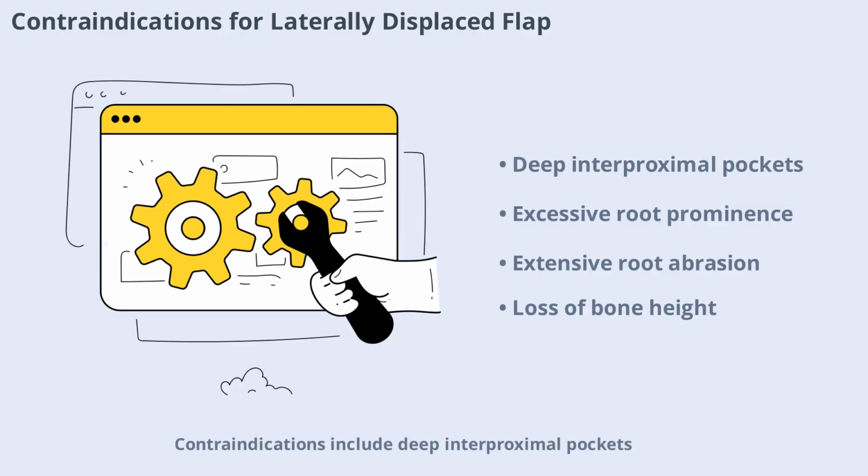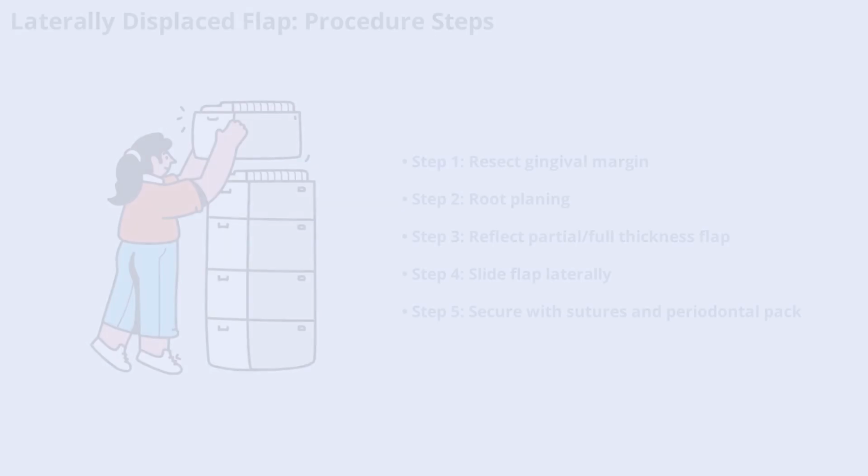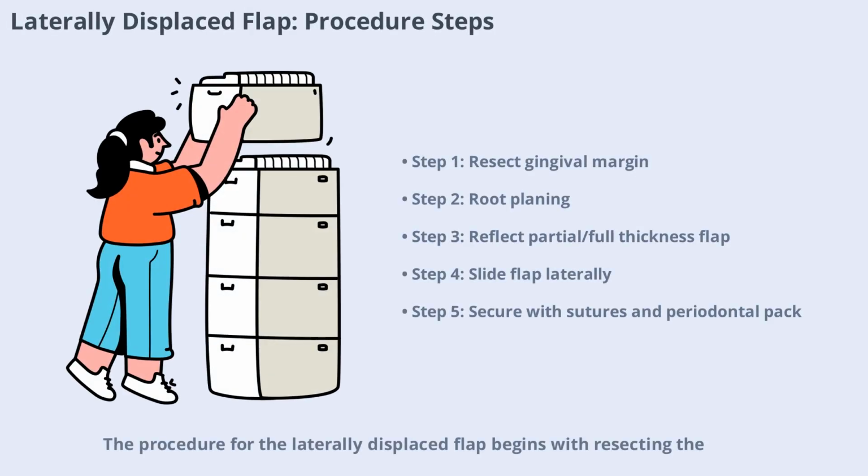Contraindications include deep interproximal pockets, excessive root prominence, deep or extensive root abrasion or erosion, and significant loss of interproximal bone height. These factors can compromise the stability and success of the flap, so careful patient selection is essential for optimal outcomes. The procedure for the laterally displaced flap begins with resecting the gingival margin and performing root planning to prepare the recipient site.